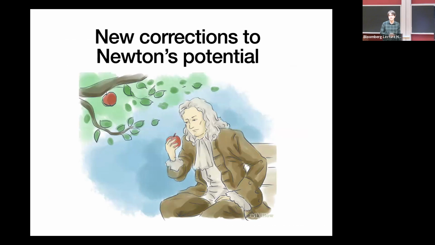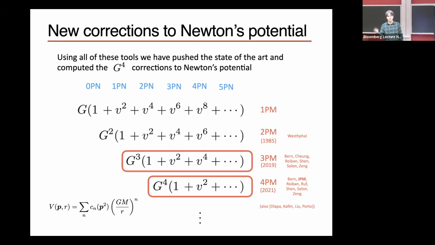The first thing is we computed new corrections to Newton's potential using this, both in the post-Newtonian and the post-Minkowskian sense. The corrections that we have computed using the methods I will tell you about in a second are the G cubed correction and the G to the fourth correction. The G squared was computed in the 80s, and since then there hasn't been much progress, but now we can do these computations of both G cubed and G to the fourth, which essentially subsumes the fourth post-Newtonian order, because we had to have this whole column. The only thing that we're missing is some static term that can be easily calculated.